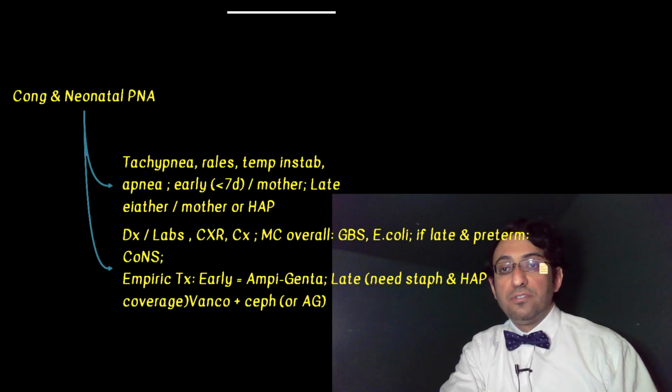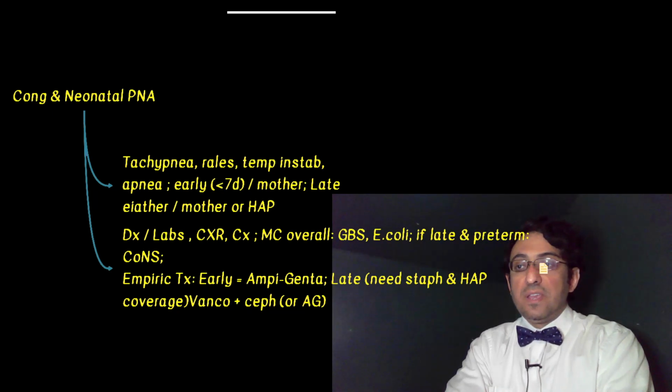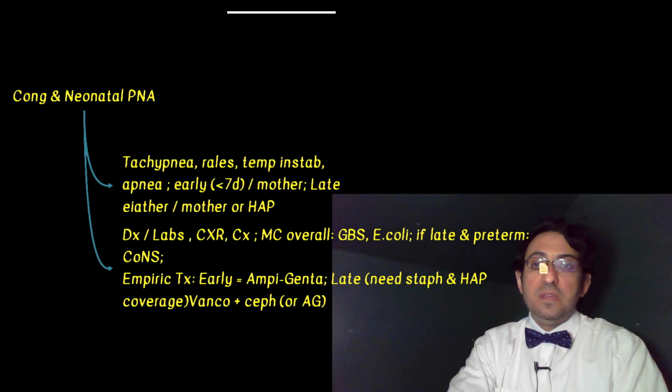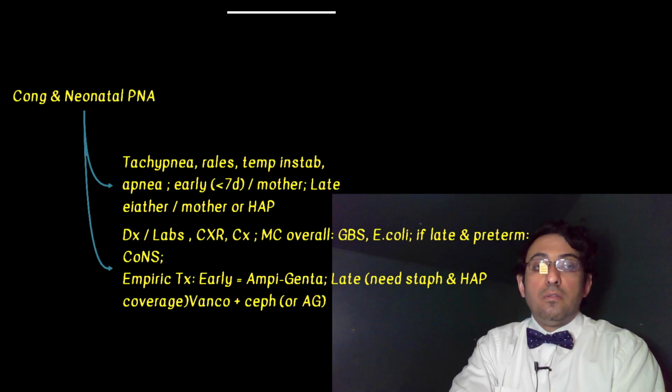What are the findings? Tachypnea, rales, temperature instability, and possibility of apnea. What are the two types? Early versus late. What's the significance of this classification? Early congenital pneumonia that happens within 7 days of birth is usually transmitted by the mother, but the late congenital pneumonia could be transmitted as hospital-acquired pneumonia. The other difference is the pathogens involved.